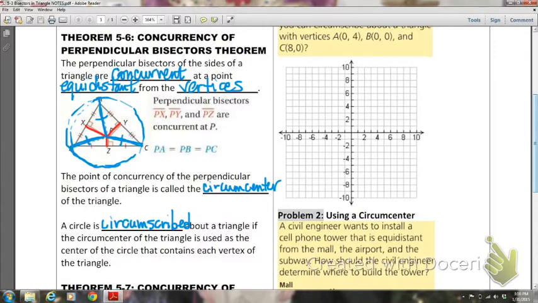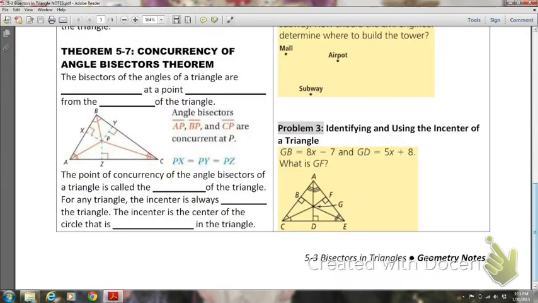So let's look at our next theorem. The next theorem is about the concurrency of angle bisectors theorem. So the bisectors of the angles of a triangle are concurrent, which means they all meet together at a point that's equidistant from the sides of a triangle.